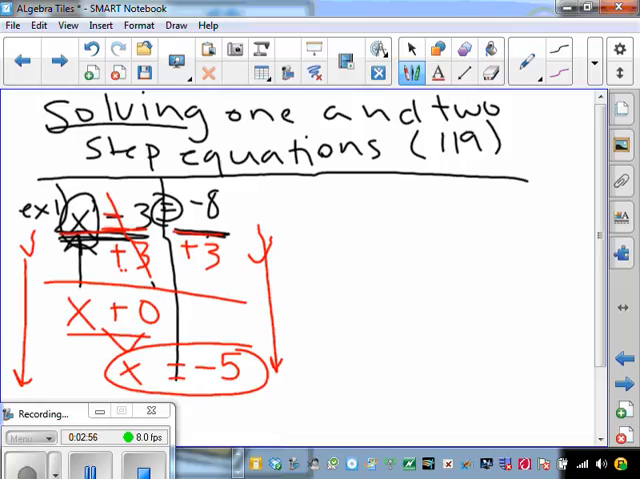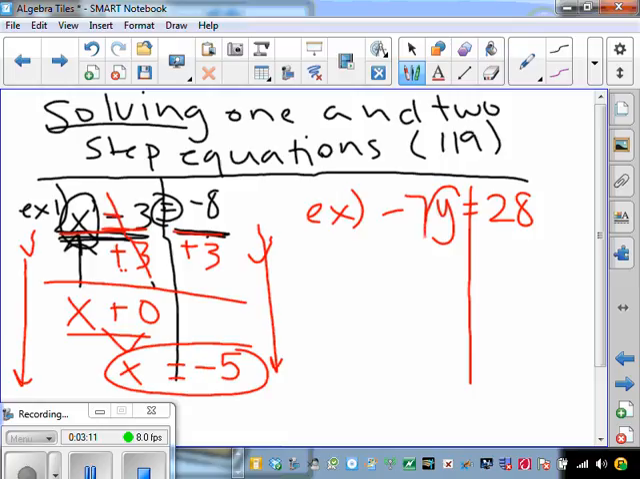I'll do another one step where we're multiplying and dividing. So here we have negative 7y equals 28. Here's our equal sign for our variable that we're trying to get alone. We have a negative 7y. When the terms are touching like this, that means they're being multiplied. So we have negative 7 times y.